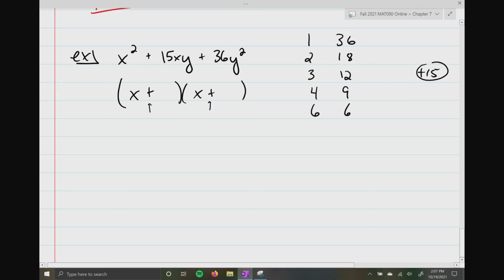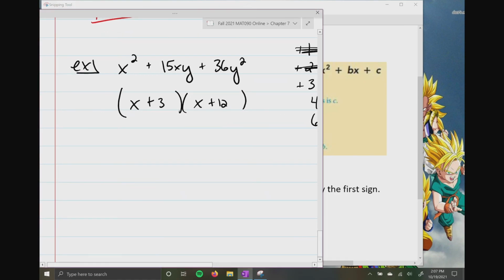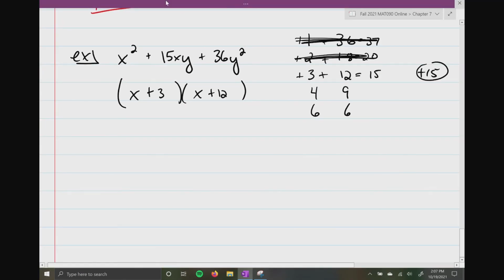Notice I really don't care about the variables right now. What I'm really concerned with is the number. So plus 1 plus 36 is positive 37. Too large. Plus 2 plus 18, well, that's going to be plus 20. Too large. Plus 3 plus 12, well, that equals 15. So I know the numbers are going to be 3 and 12. The only thing that I also need to include is that y to the second power. So what I'm going to do is write a y and a y.